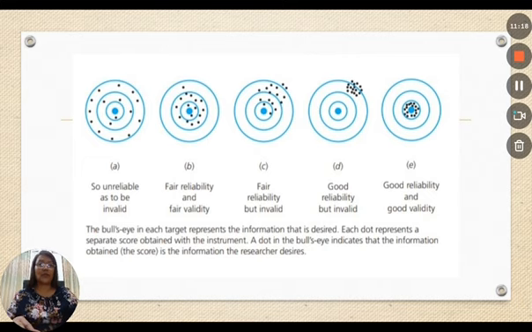We have the bullseye in each target represents the information that is desired. Each dot represents a separate score obtained with the instrument. A dot in the bullseye indicates that the information obtained, or the score, is the information the researcher desires.